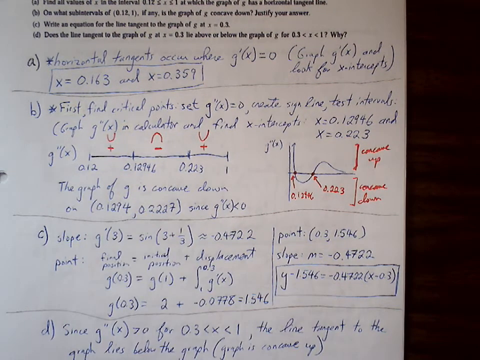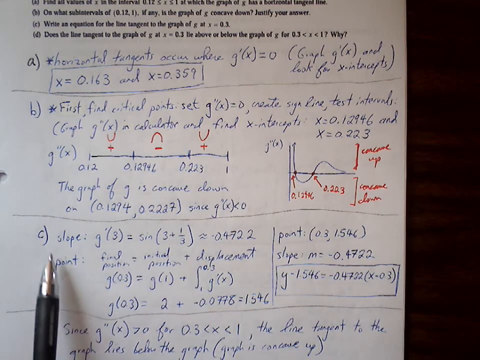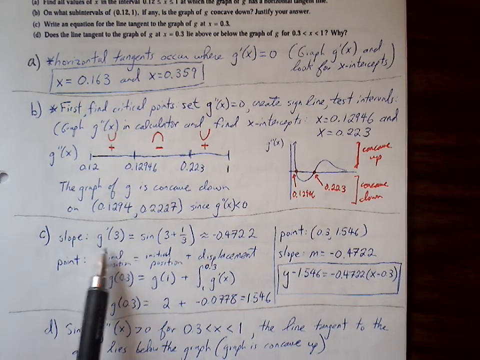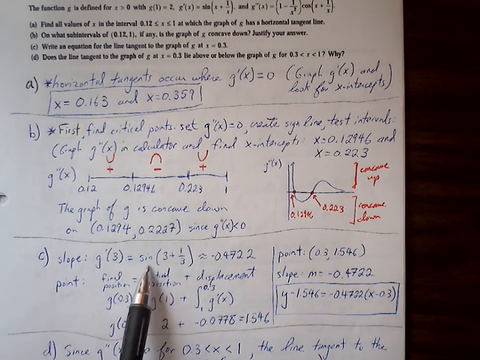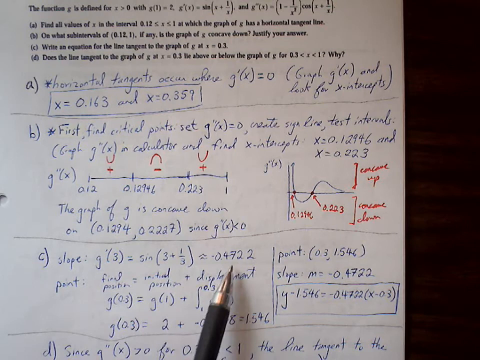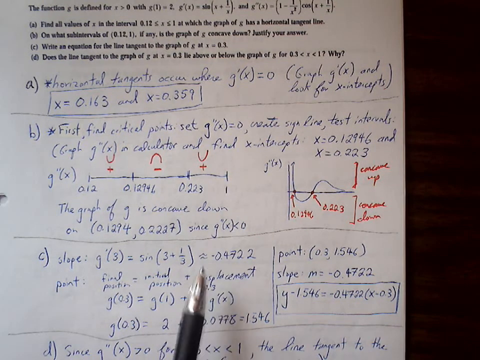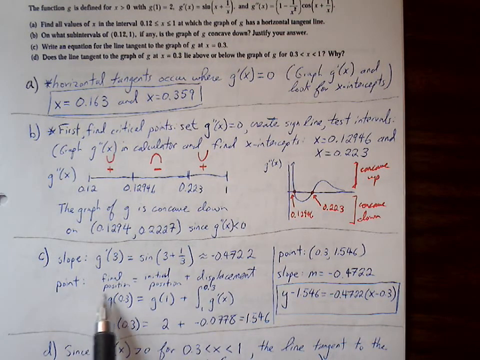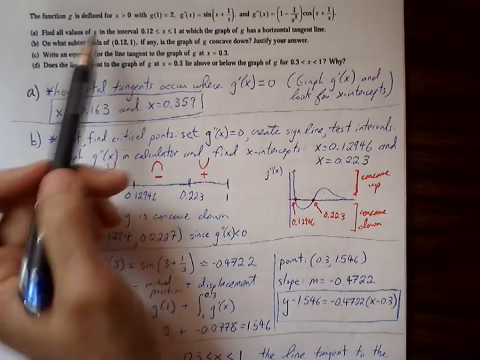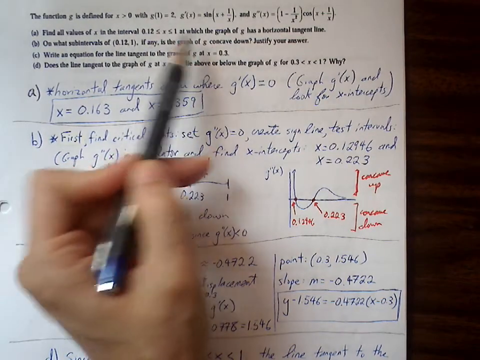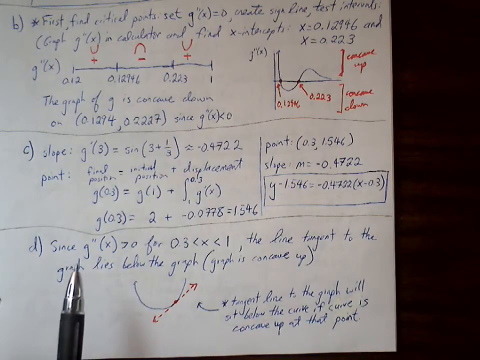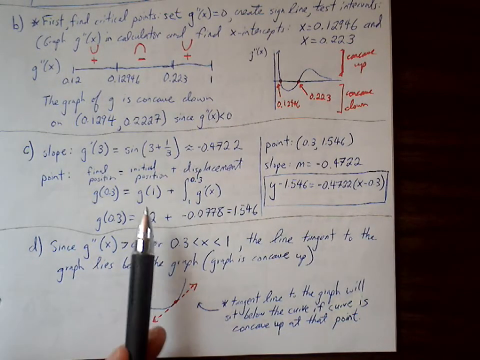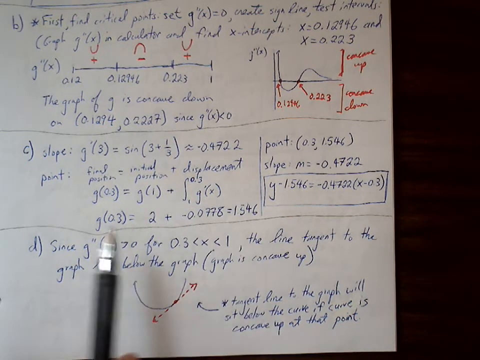Part C, write the equation for the tangent line. So the equation of a tangent line requires an ordered pair and slope. To find the slope, we have the g prime function, so we can just plug 0.3 into g prime and make the calculator do the work for us. We get negative 0.472. But if we want to find the point, we have to rely on this original function and displacement. Anytime I'm looking for a position and I'm only given an initial position and displacement, I've got to combine those two together.